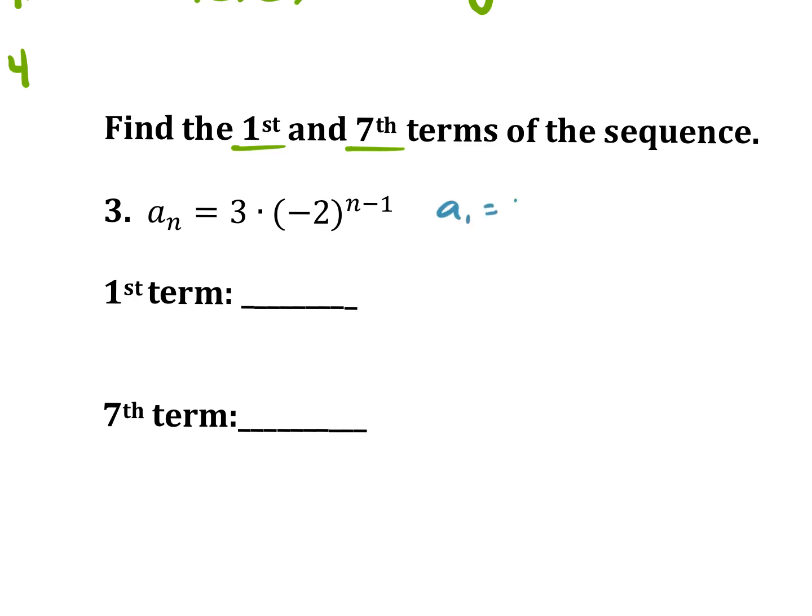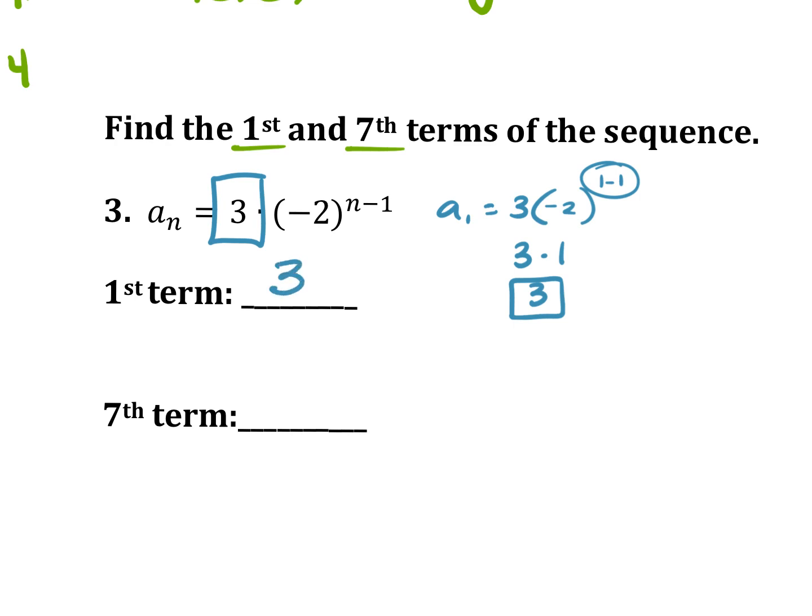A sub 1 equals 3 times negative 2 to the 1 minus 1. What do you get as your power? What's 1 minus 1? 0. What is anything to the 0 power? It's 1. So this is really 3 times 1, which is 3. So you can do it that way, but you don't have to. It's always this number. It's always that A sub 1 number. So your first term is 3.